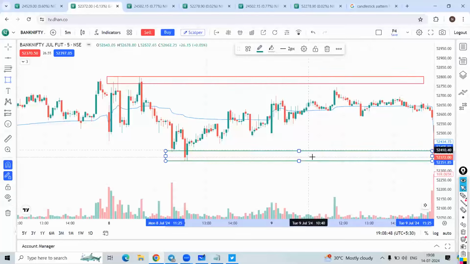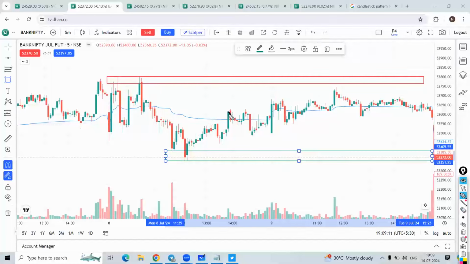So now how am I selecting the start and end point? Start point is the low. End point is the nearest area where price got rejected over here. Start is this. Can you see, multiple times this is the location where price is getting rejection? This is my end. Start, end.